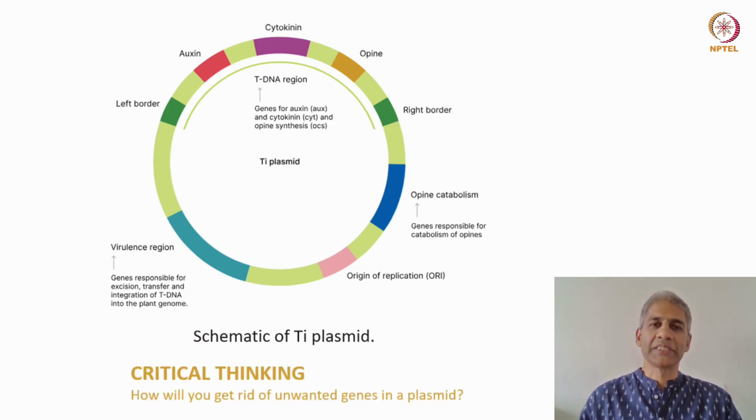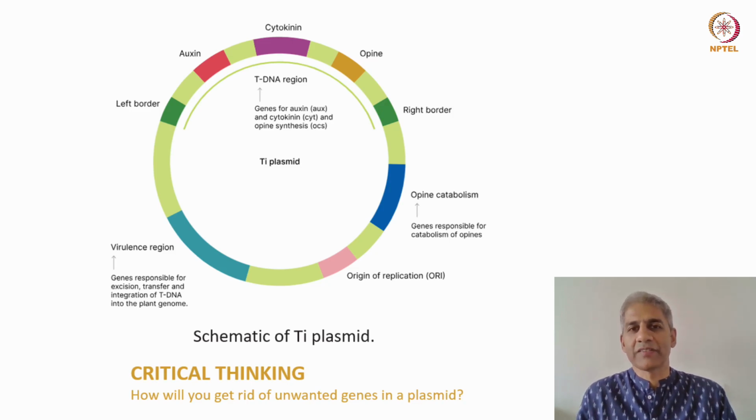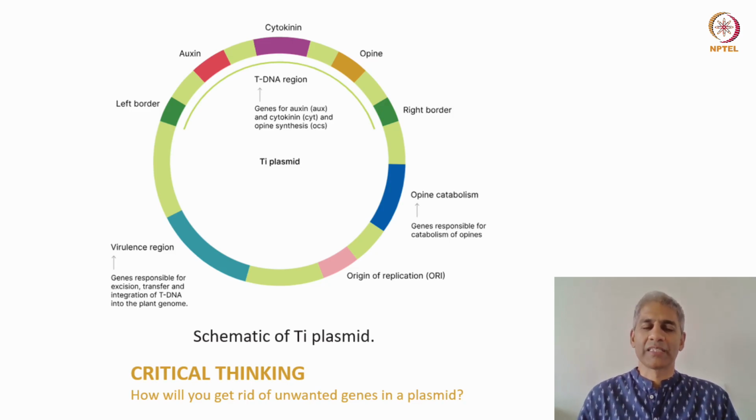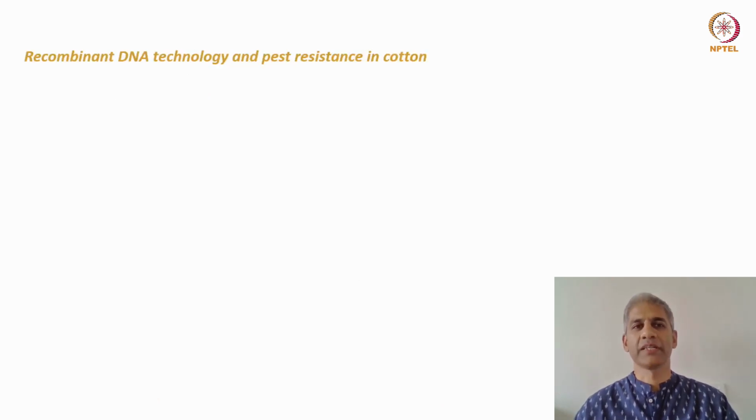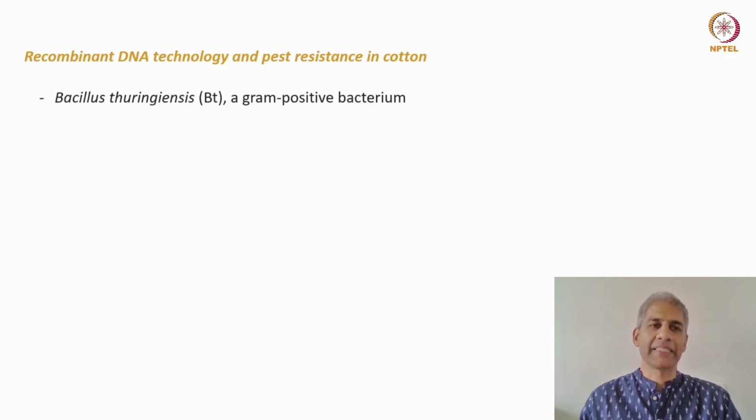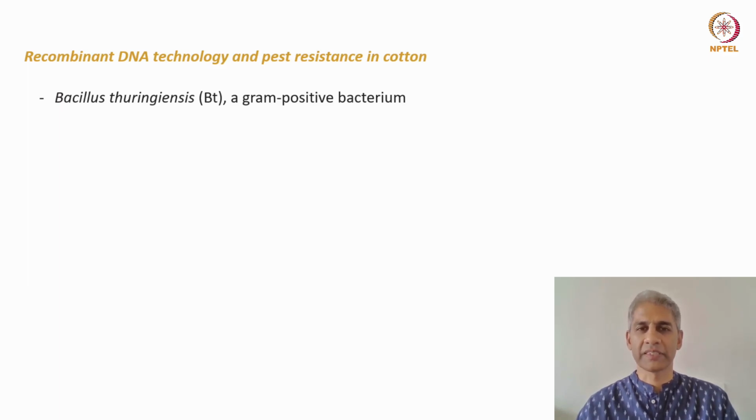So again, here's a question. We are talking about snipping out pieces of DNA or adding pieces of DNA into a plasmid. How is it actually done, and how do you confirm that this is what you have when you do this? So looking at the use of this recombinant technology in cotton in particular, in cotton a different bacterium was used, which was Bacillus thuringiensis. This is a soil-dwelling bacterium, and it is also found on plant surfaces, on leaves.